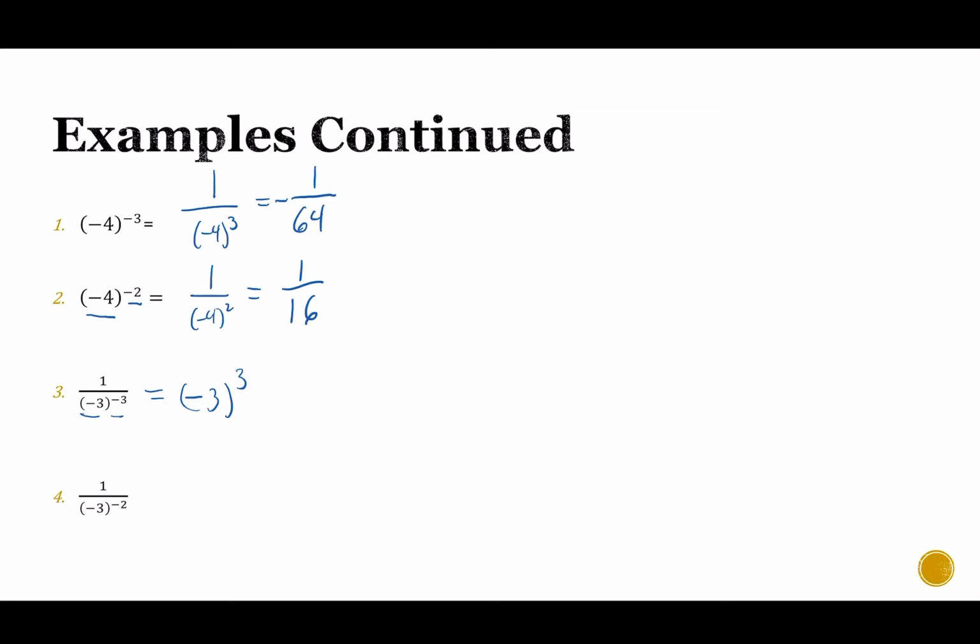We don't like negative exponents in our denominators, we push them to the top. And if there are negative exponents in our numerators, we push them to the bottom. That would give me a negative 27. And if I have 1 over negative 3 to the negative 2, that gives me negative 3 squared, which becomes a positive 9.